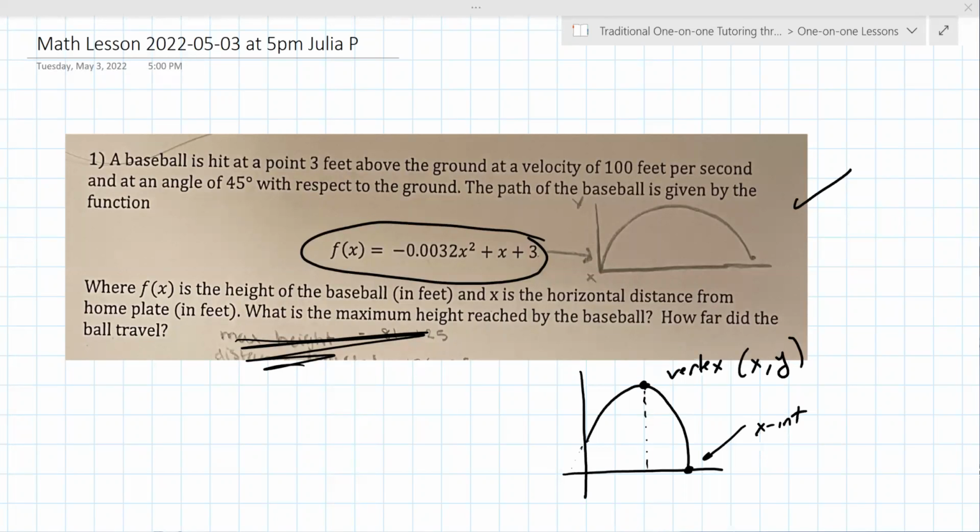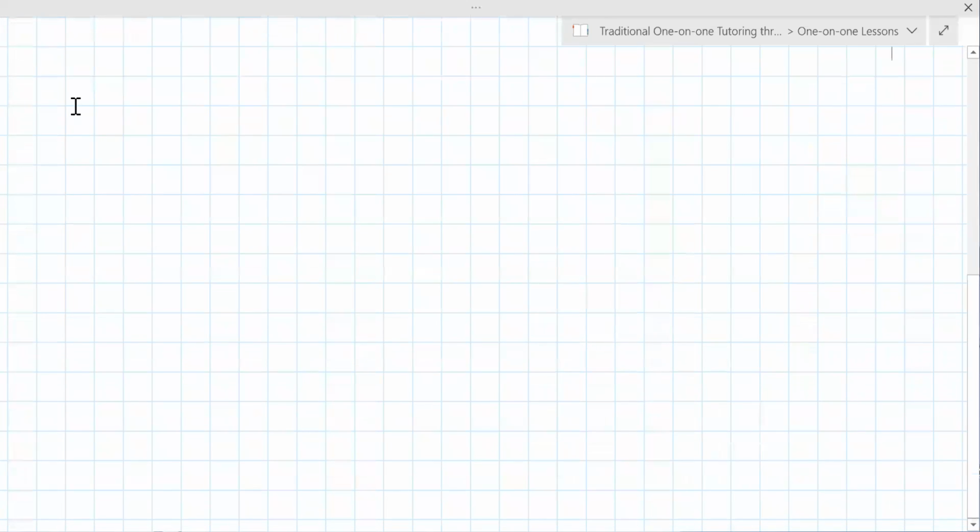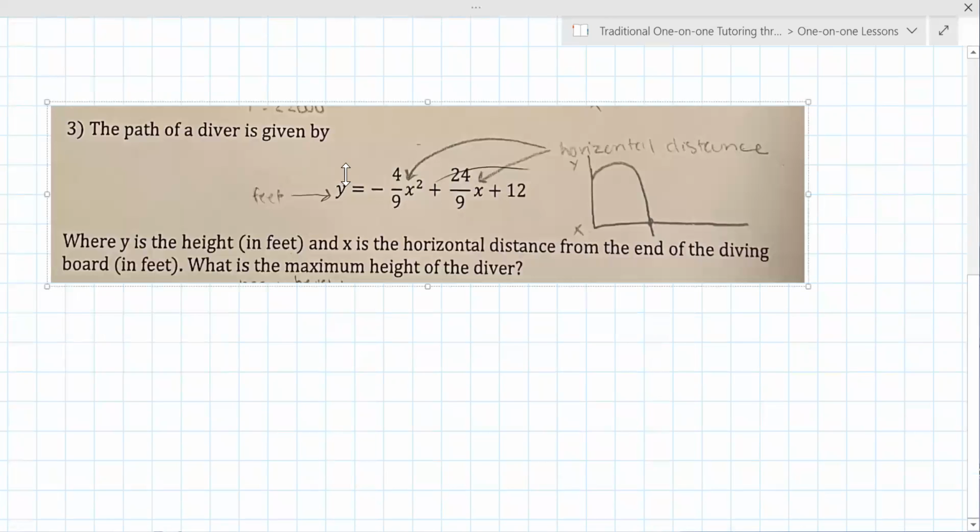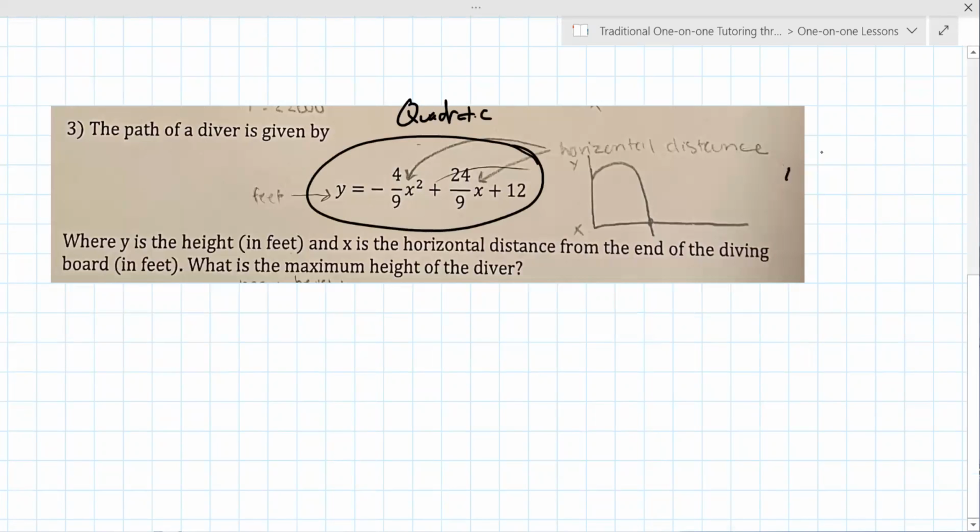So we could do this problem, but I think I'm going to grab question 3 and kind of illustrate the same sort of idea here. And then we can talk about how you actually find these certain things. Okay. So again, they give you a quadratic in number 3, and you've correctly graphed it here. And this right here is the vertex. In this case, it's the maximum height of the diver.